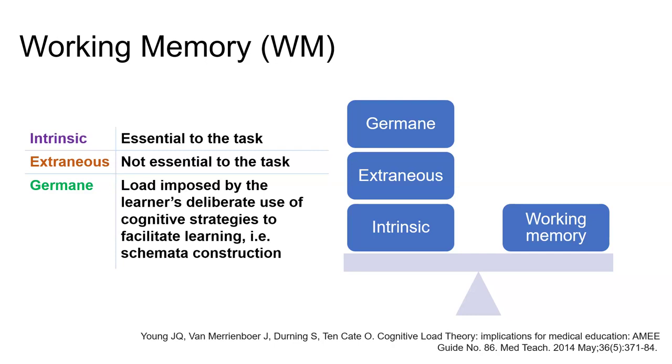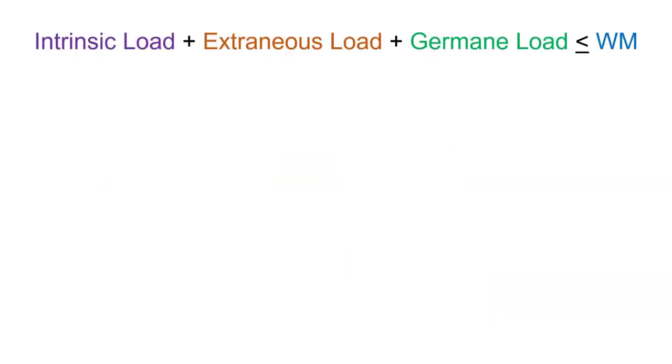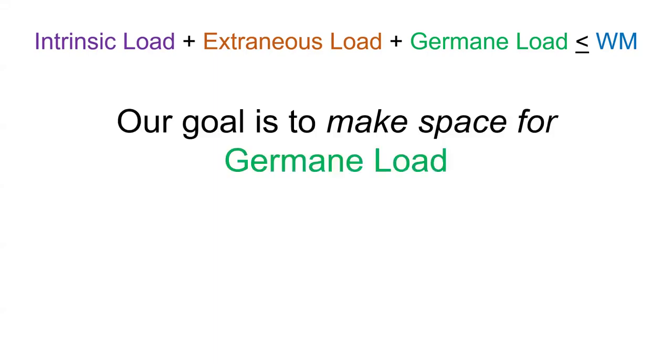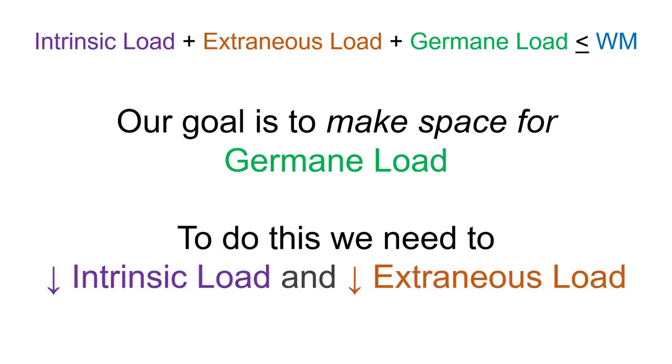Now, remember, these are always in balance. If the composite of these exceeds your working memory, the learning is suboptimal. So we have to think about this equation where the intrinsic load plus the extraneous load plus the germane load are less than or equal to the working memory. We have to think about how we can manipulate these variables, and we're going to go over some examples. Our goal is to make space for germane load because that is where learning and mastery occurs. To do this, we need to decrease intrinsic load and decrease extraneous load.